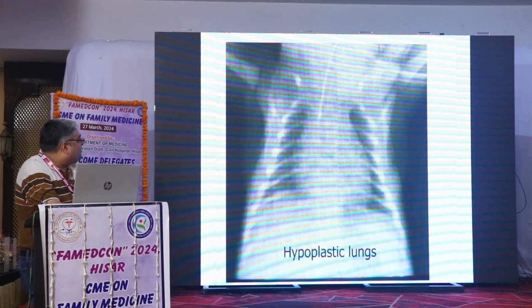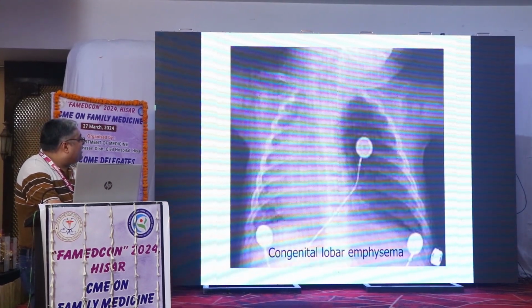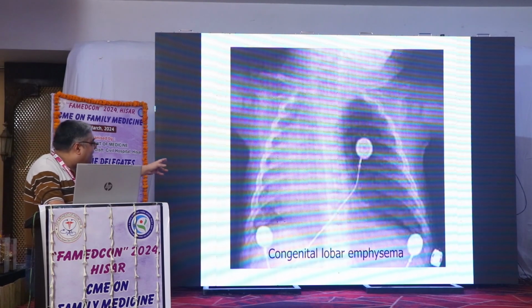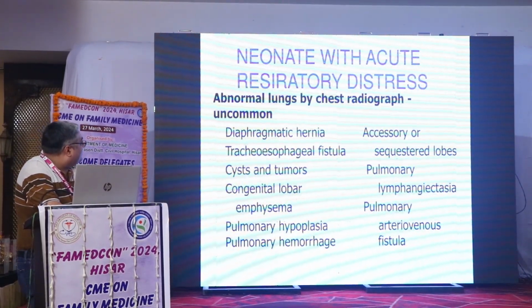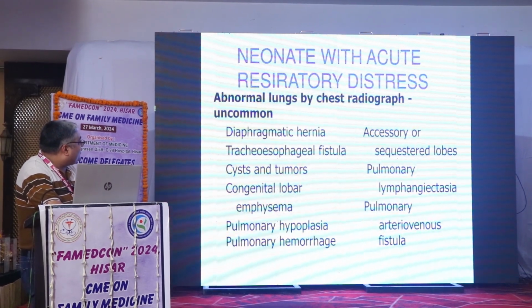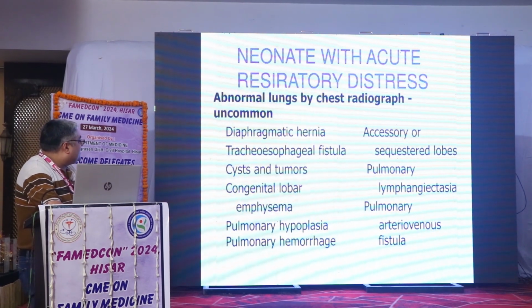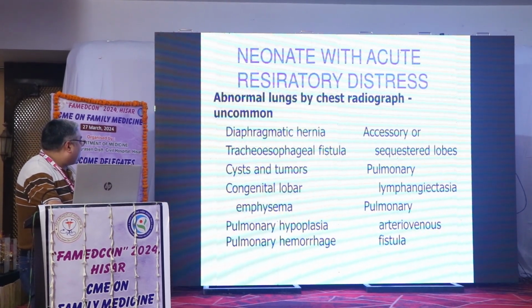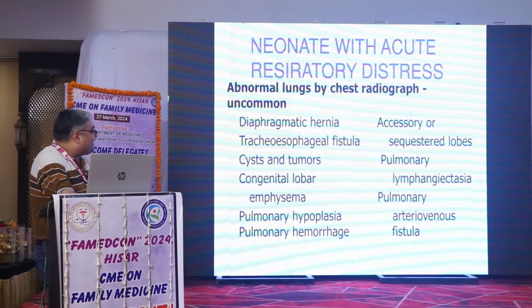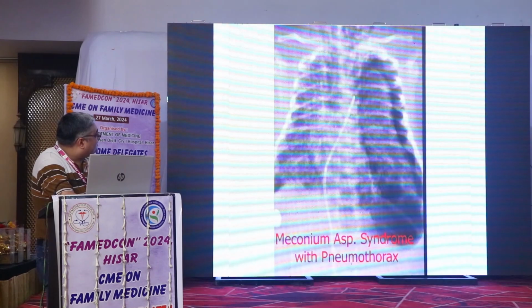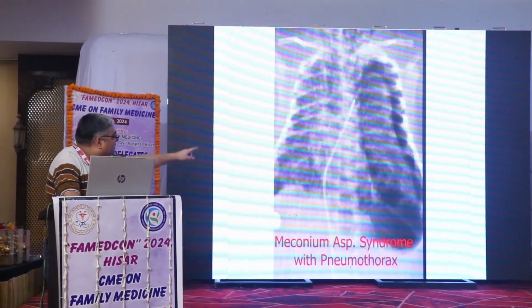And this is the picture of hypoplastic lungs. Then this is congenital lobar emphysema. We have the emphysema on that side and the atelectasis on the other side. Then uncommon findings can be diaphragmatic hernia, tracheoesophageal fistula, thoracic cyst and tumors, congenital emphysema, pulmonary hypoplasia, pulmonary hemorrhage, sequestrated lobe, lymphangiectasia and fistulas. This is an X-ray of meconium aspiration syndrome with pneumothorax.